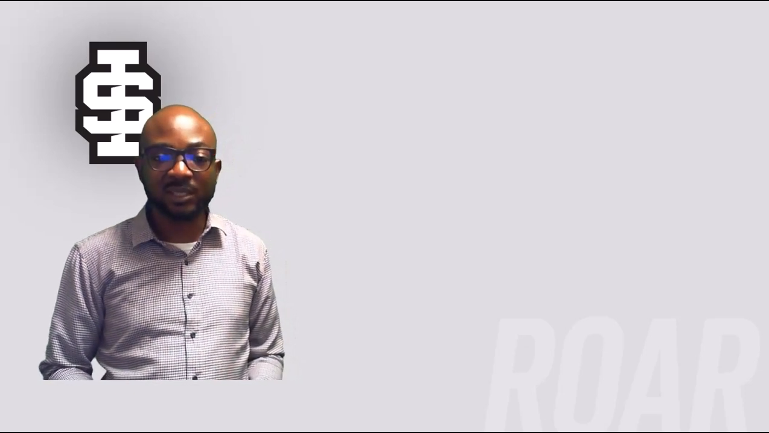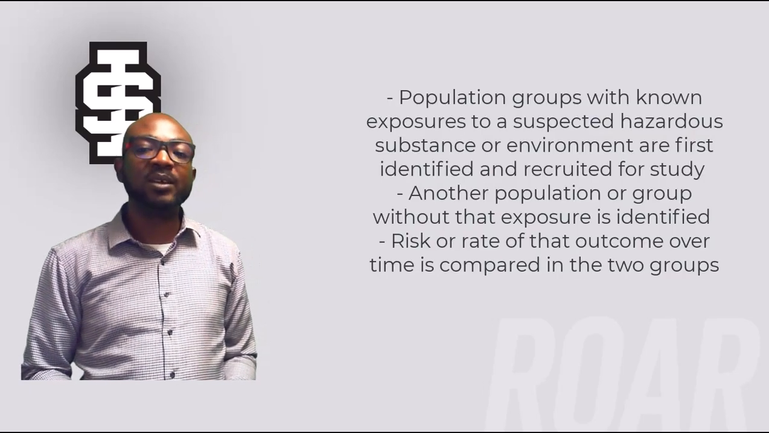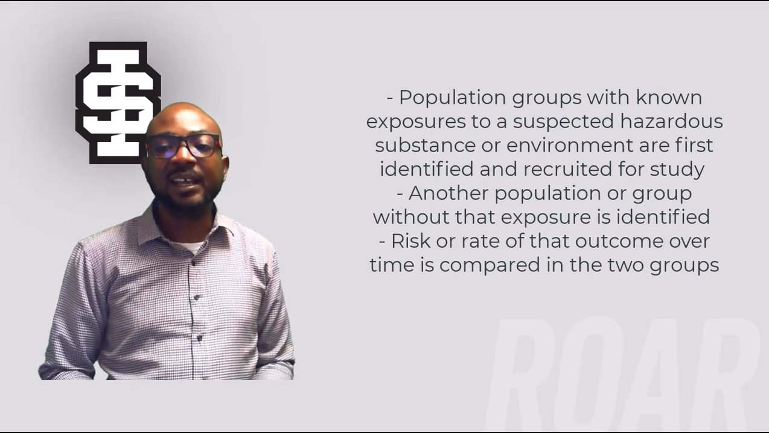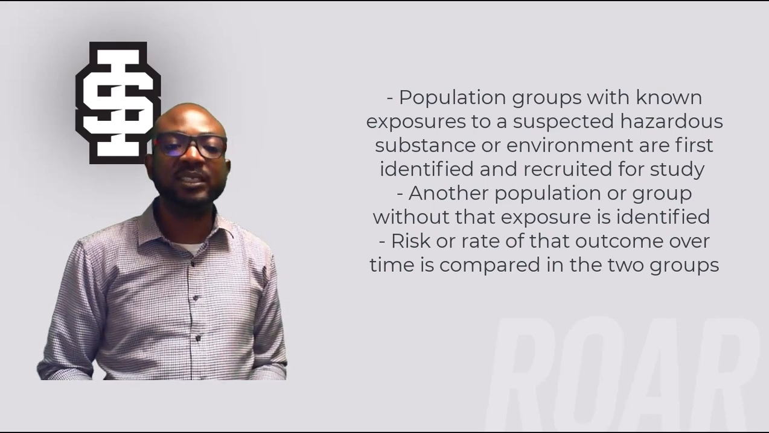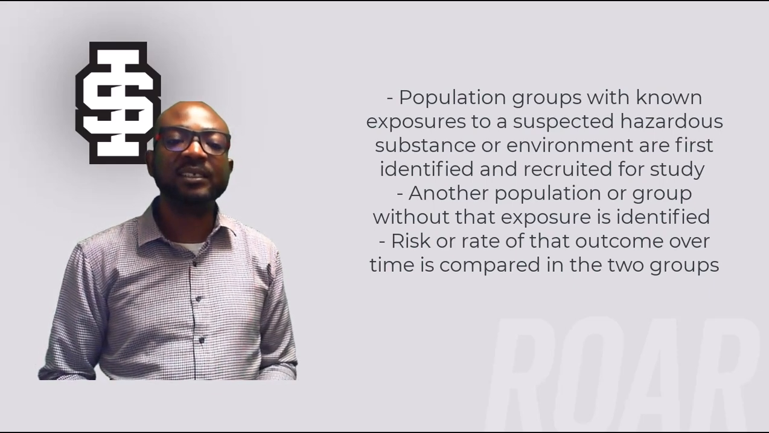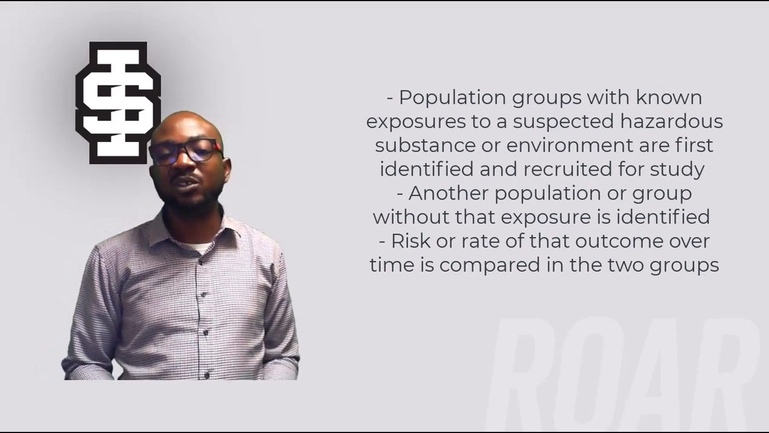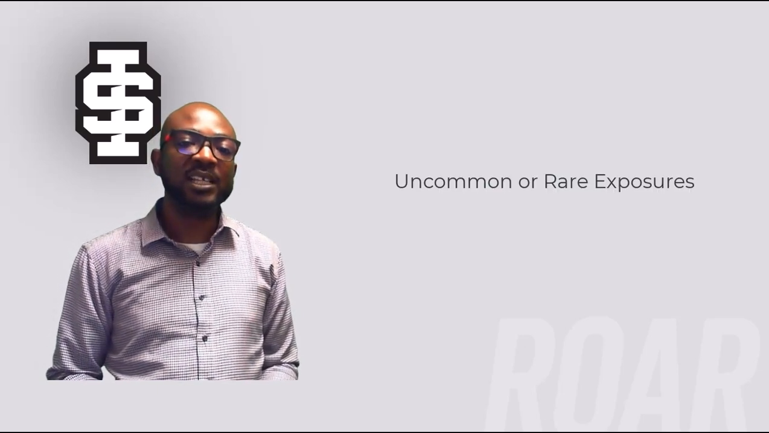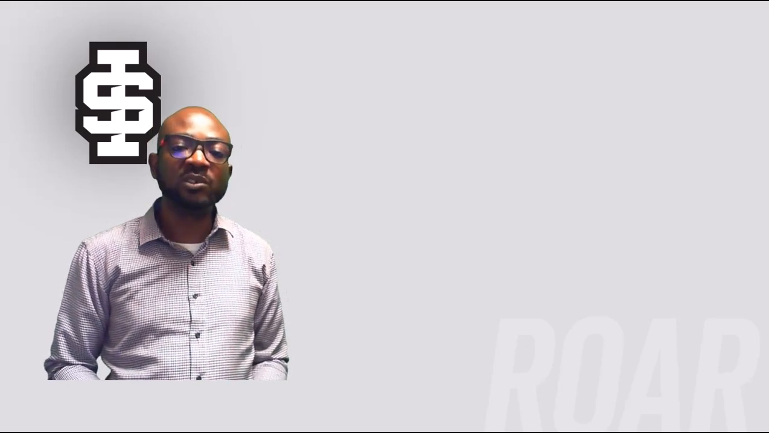In some cohort studies, population groups with known exposures to a suspected hazardous substance or environment are first identified and recruited for study. Next, another population or group without that exposure is identified. Then the risk or rate of that outcome over time is compared in the two groups. For this reason, cohort studies can be particularly useful for studying uncommon or rare exposures because usually it's possible to identify and assemble groups of persons who have that uncommon exposure.